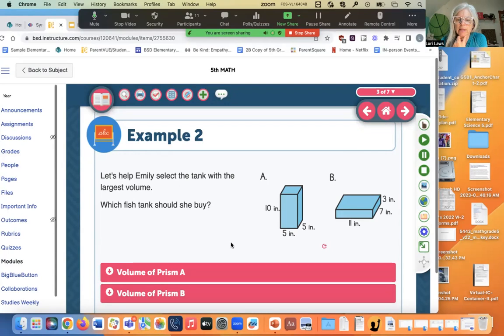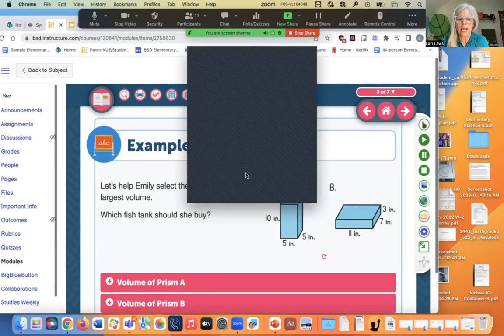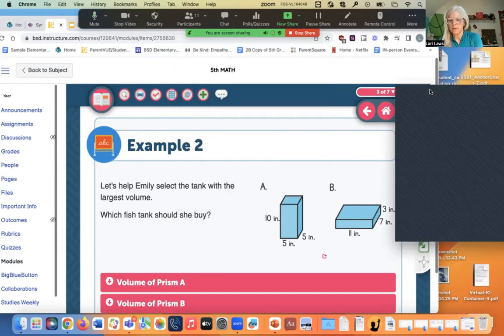Take a minute and look at this and see what you think. A or B, put it in chat. Do you think she should buy A or B? No cheating by clicking ahead, guys. A or B, I don't see anything in chat yet. Oh, I see one guess in chat. Anybody else? One person says A, one person says B. Which is it?